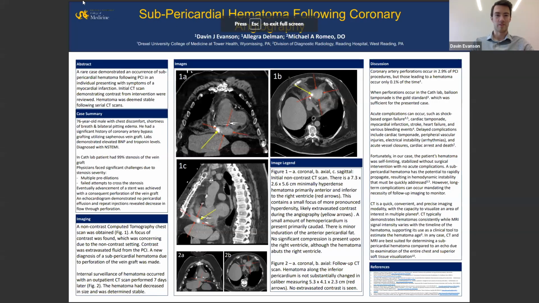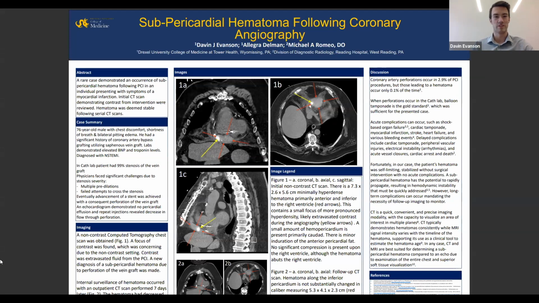I'm Davin Evanson. I'm a second-year medical student at Drexel University, and I'll be presenting on a subpericardial hematoma following coronary angiography. This was a rare case that demonstrated an occurrence of a subpericardial hematoma following a percutaneous intervention in an individual presenting with symptoms of a myocardial infarction.